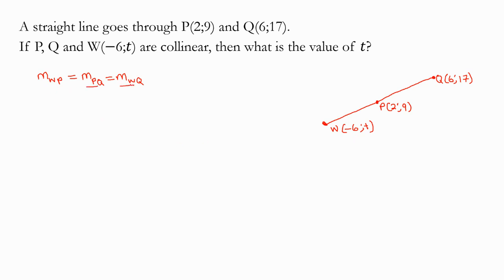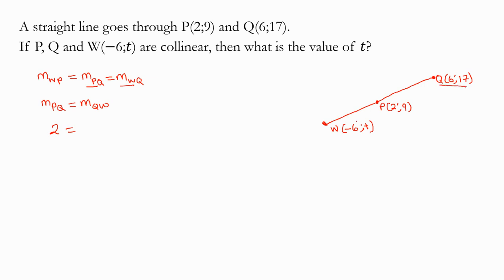Let's start with these two. We see that we're going to get the same answer. So we're saying the gradient of PQ is equal to the gradient of QW. We managed to find the gradient of PQ in the previous question. Remember, on question 1A1, we said the gradient of PQ is 2. So here it's going to be 2 is equal to the gradient of Q and W.